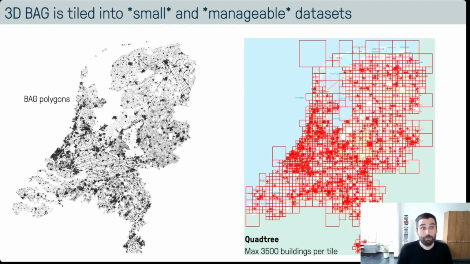So in that project, my colleagues did something pretty smart. They decided to have really small files. Instead of tiling with a constant size, they basically use a quadtree and they said we're going to have a maximum of 3.5 thousand buildings per tile.